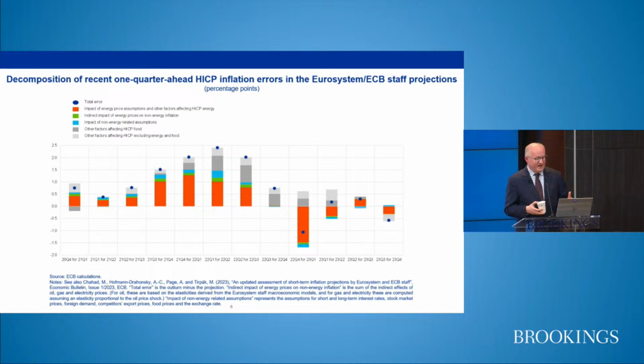This is a different cut of the data that says, well, where are those forecast errors coming from? The dominant issue when the big forecast errors were made was basically under-predicting energy prices. But of course, I think everyone knows it's really difficult in an unstable situation to have a good handle on the energy inflation dynamic.